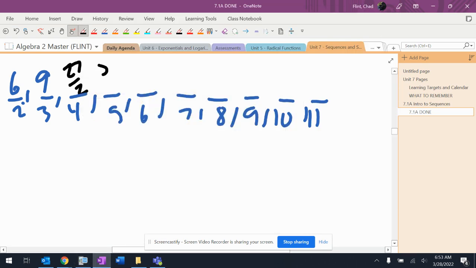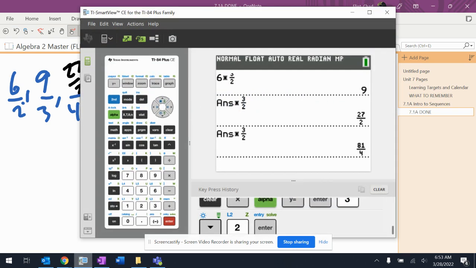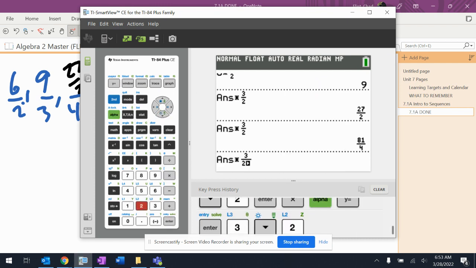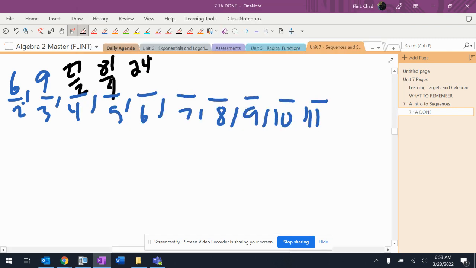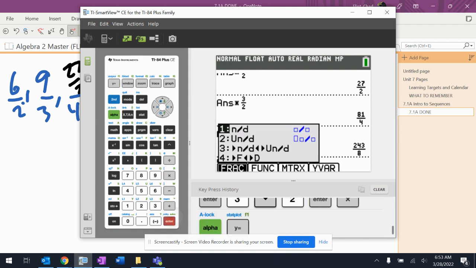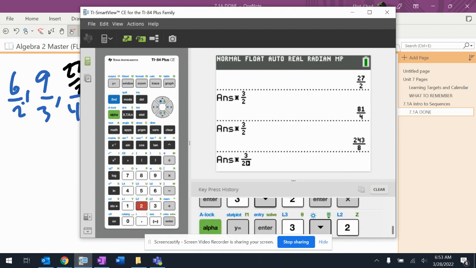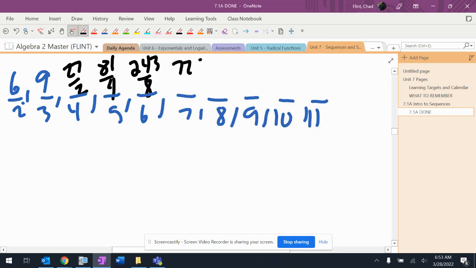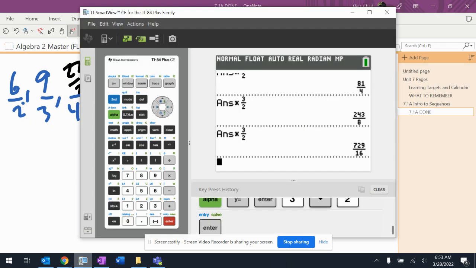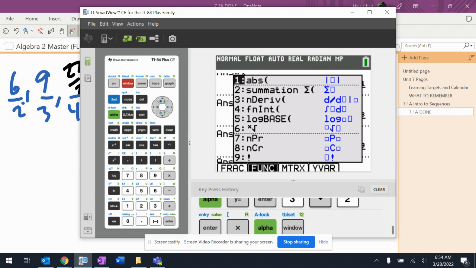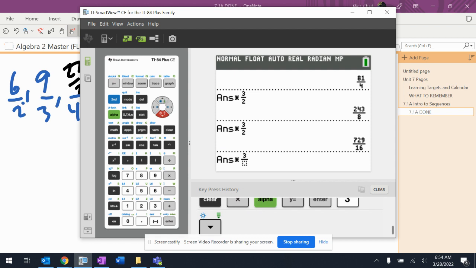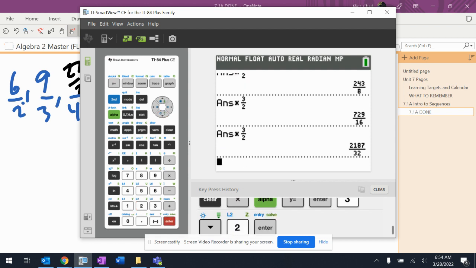This is 81 over 4 times 3 over 2, 243 over 8. And I just keep going. Now, kind of half the point I'm trying to make here is this would be a lot easier if I had a formula, which we're going to do next. The next couple of things, 729 over 16 times, 2187 over 32. We're going to stop right there.